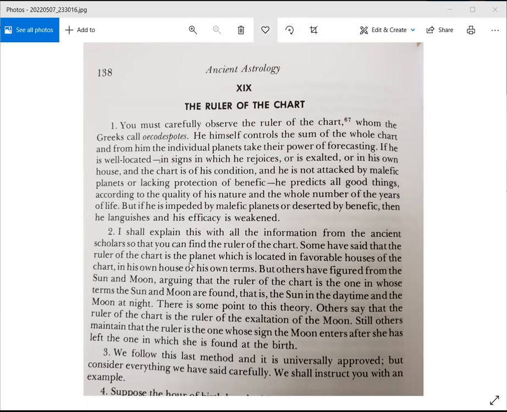So just to repeat the end, he said, still others maintain that the ruler is the one whose sign the moon enters after she has left the one in which she's found at birth, which basically means wherever your moon is at birth, look at the next sign over, and then the ruler of that sign is your chart ruler. That is what Firmicus Maternus, who is from approximately 2,000 years ago, I think it was in the 3rd century AD, says.